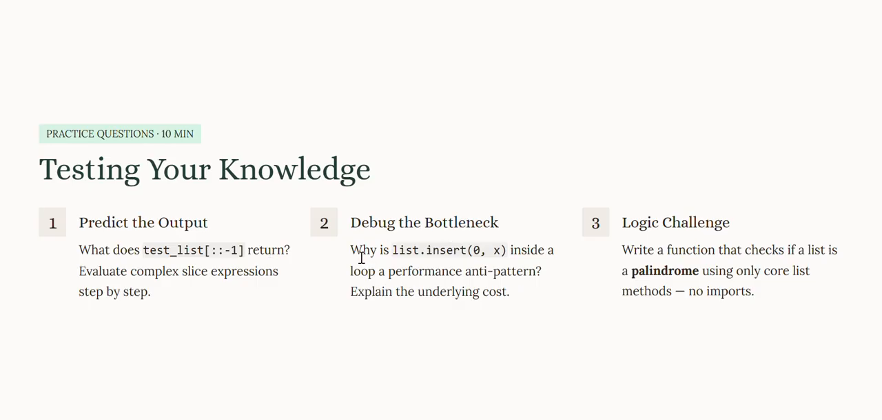Debug the bottleneck. Why is list.insert(0, x) inside a loop a performance anti-pattern? Explain the underlying cost. So you can ask yourself all these questions after everything is completed, after this whole lecture is completed. Then you can get an idea of how much you got and how much you didn't.